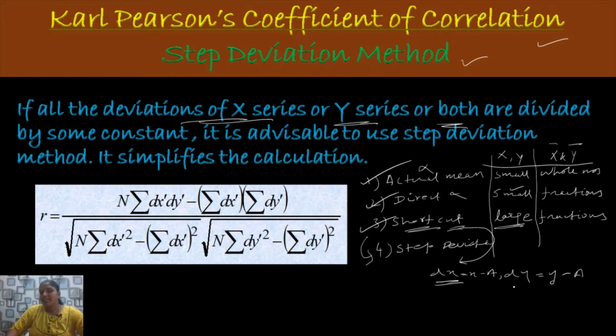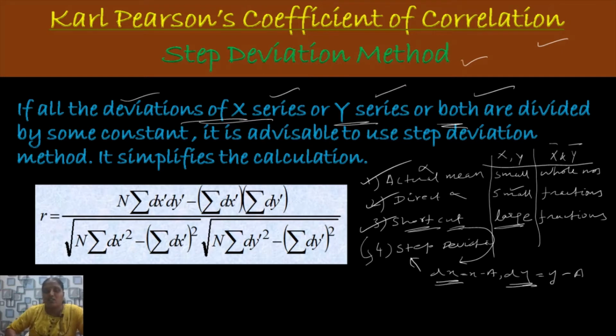After taking the deviations of x and y values from their assumed means, if all the deviations of x series or y series or both are divided by some constant value, then we prefer the step deviation method. In order to avoid difficult or lengthy calculations, and to simplify our calculation, we use the step deviation method in such cases.